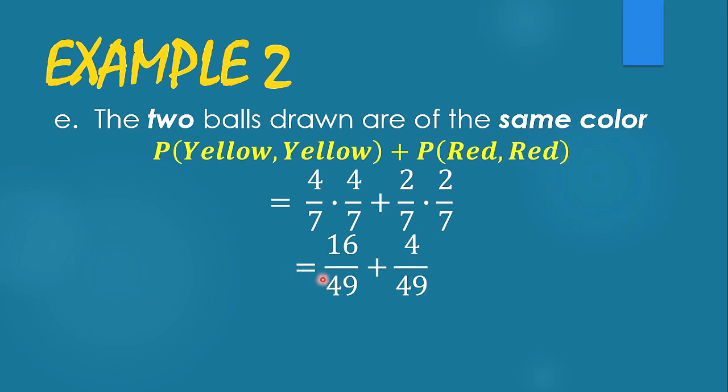Simplifying this, we'll have 16 over 49 plus 4 over 49, which is equal to 20 over 49. Or 20 divided by 49 is equal to 0.41, or 41%.